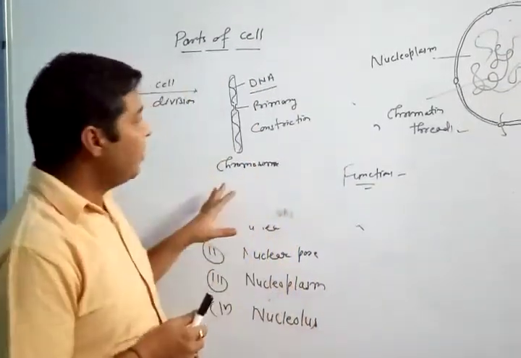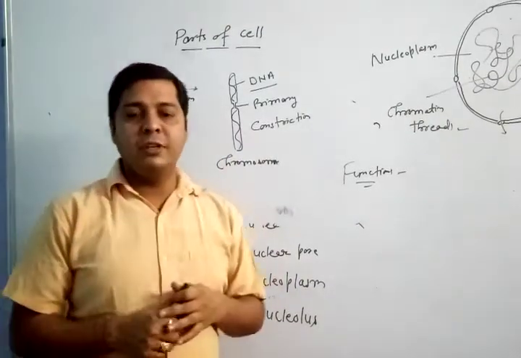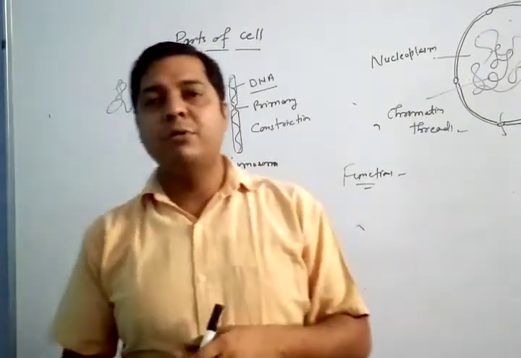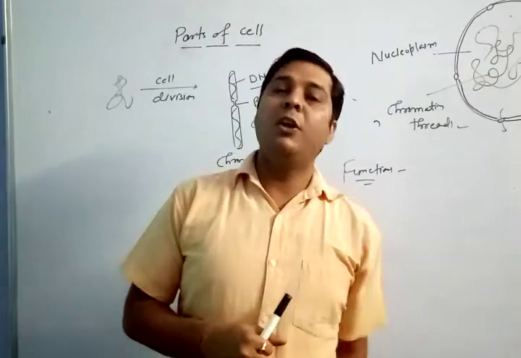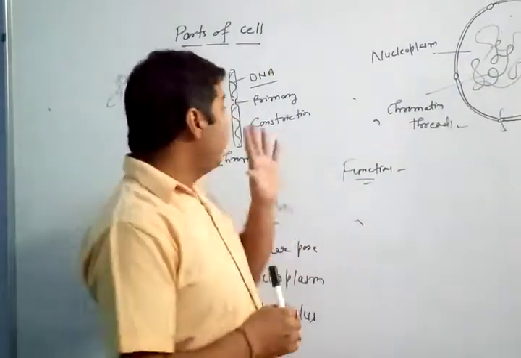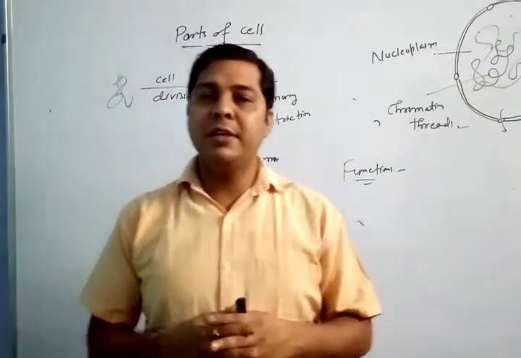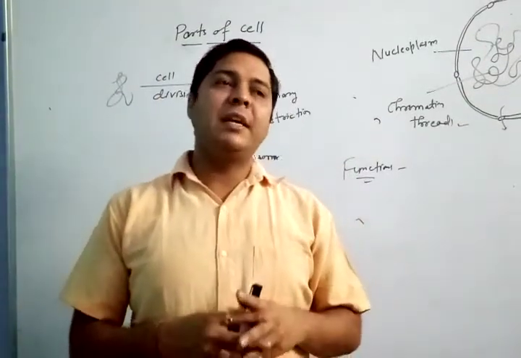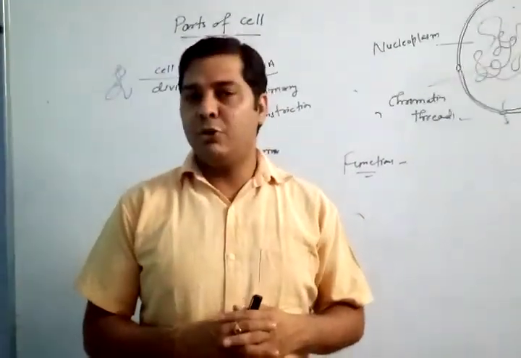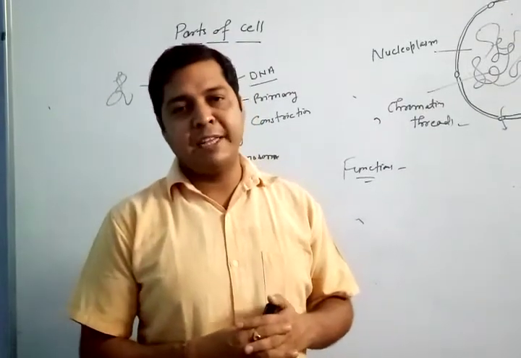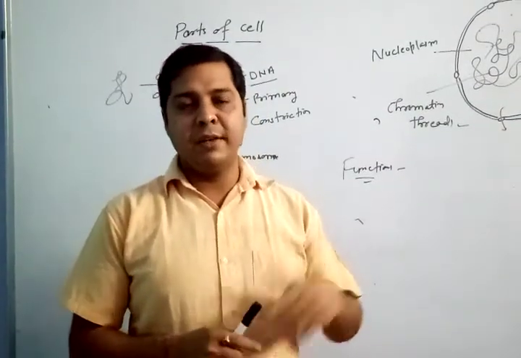It is very important. Now after the nucleus, children, we need to discuss the next cell organelles. A very important part: in the cytoplasm of the cell there are many cell organelles present. We will learn one by one the different kinds of cell organelles, like mitochondria, Golgi body, and endoplasmic reticulum. But we will see those in the next video.